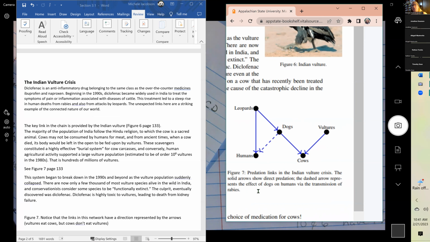The solid arrows show direct predation. The dash arrows represent the effect of dogs on humans via the transmission of rabies. So they weren't actually eating or attacking the human. It was just they had rabies, and so then they passed it on to the human, probably a bite. But the arrows show you which way the predator goes. So vultures, the predator, eat the cows.